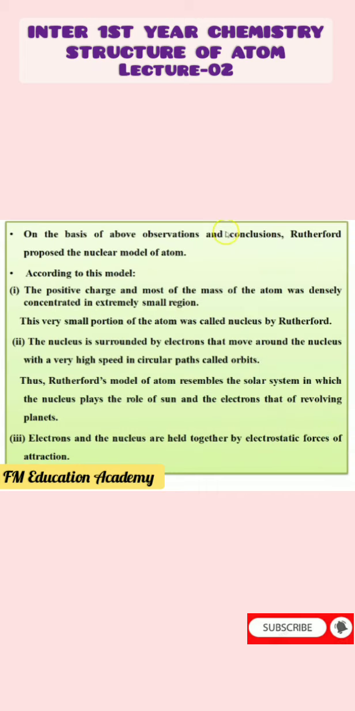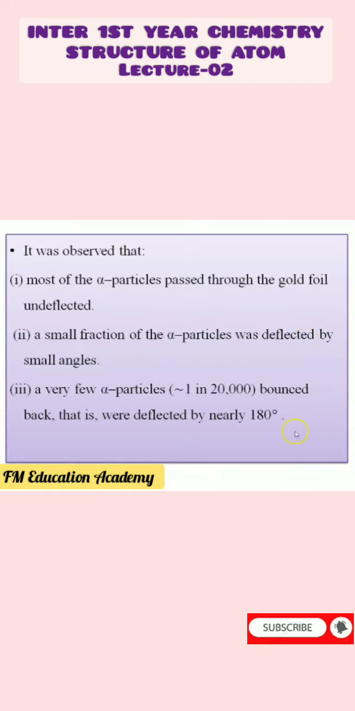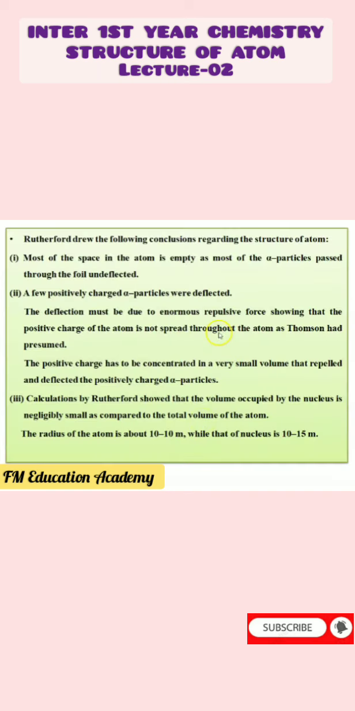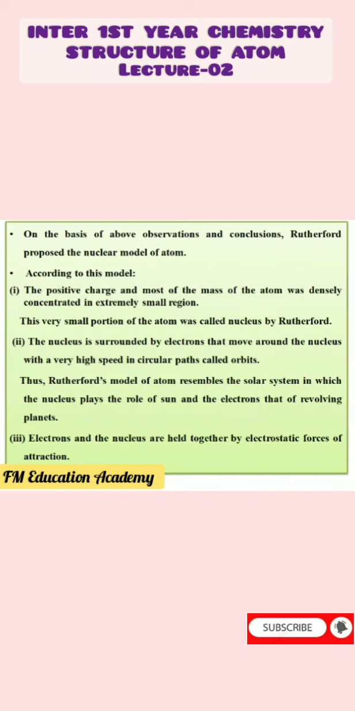So on the basis of observations and calculations, Rutherford proposed the nuclear model of atom. Based on what he observed and his conclusions, we saw the observations as well as the conclusions. These are the observations of the Rutherford model of atom, and these are the conclusions. So based on observations and conclusions, he proposed which model? The nuclear model of atom. So according to the nuclear model of atom, again there are 3 points. What are the results?